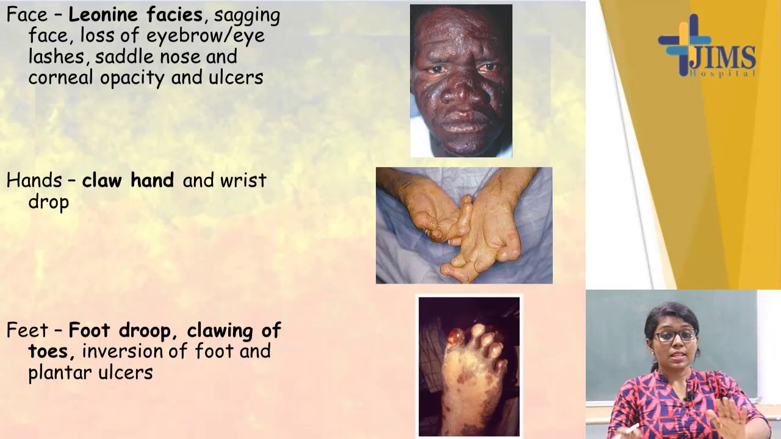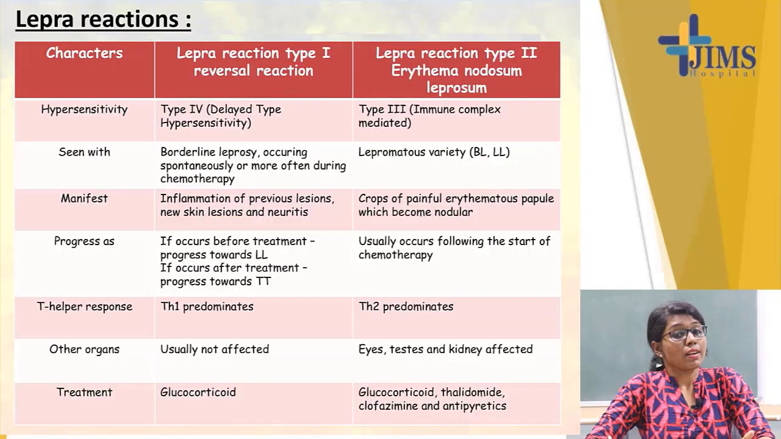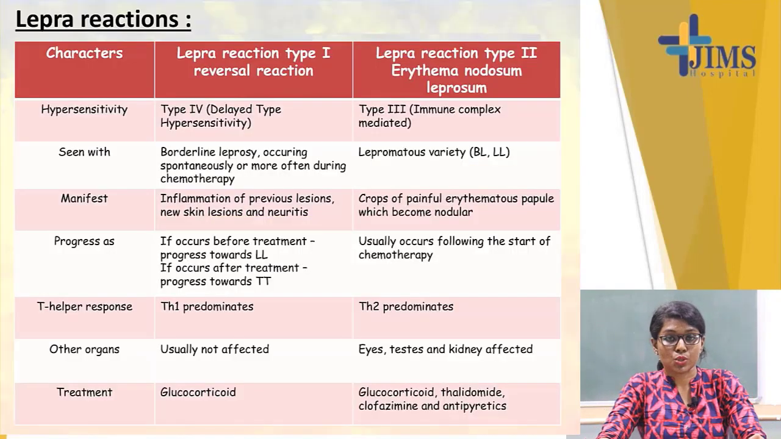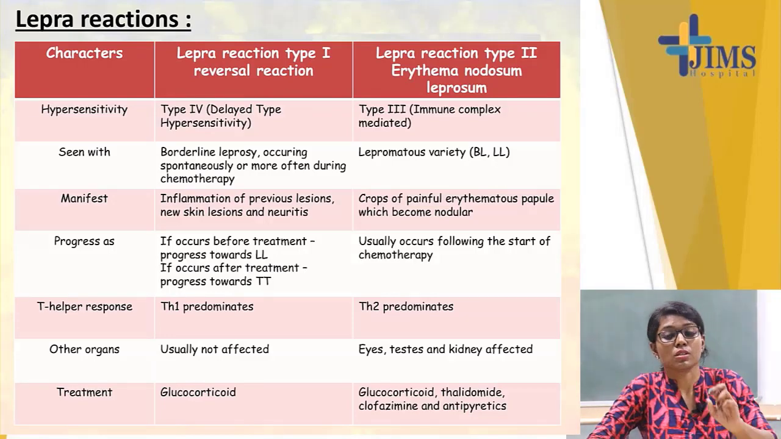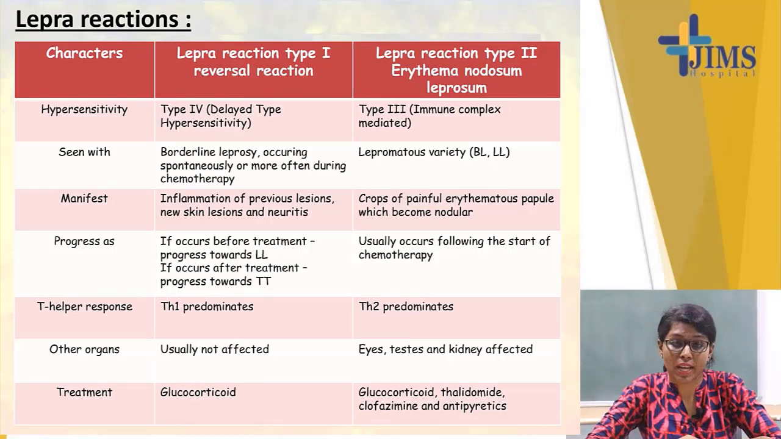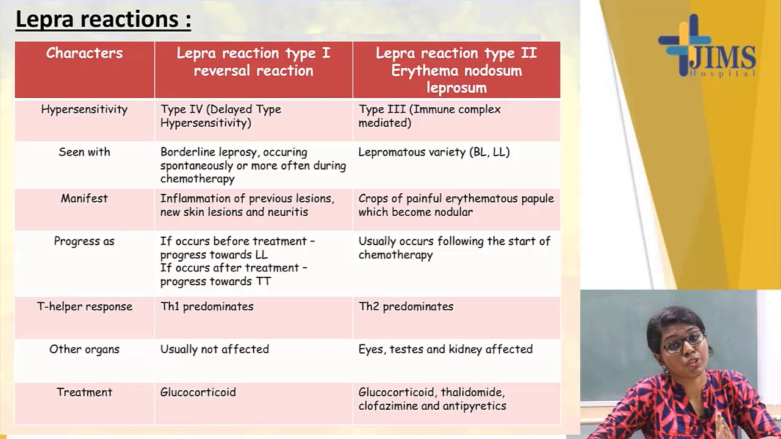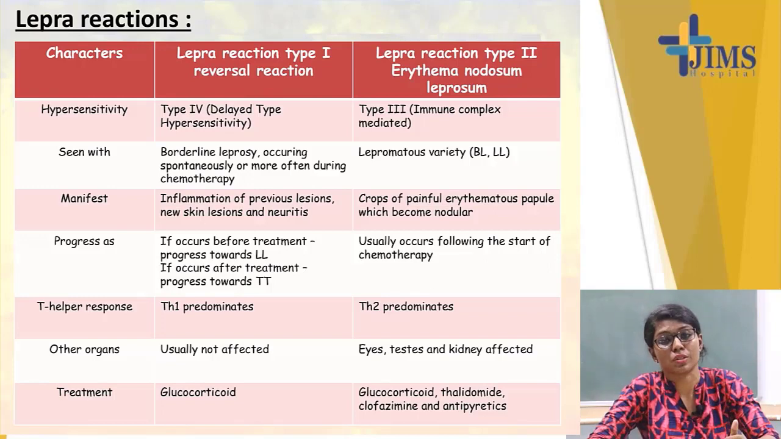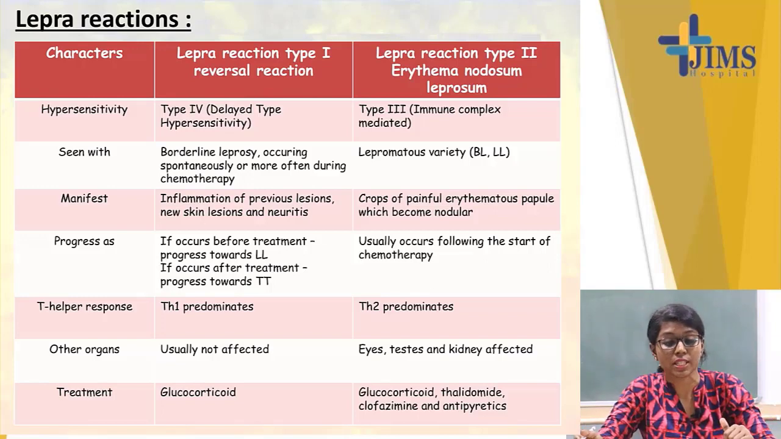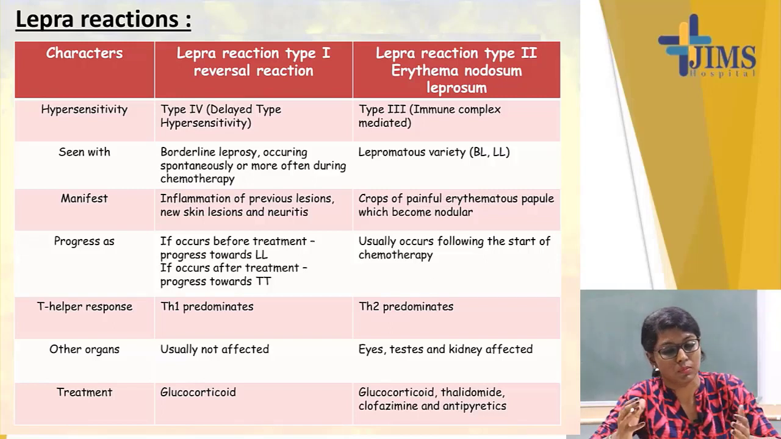Alright, so next thing is lepra reaction. There are different manifestations that it shows. There can be 2 different manifestations exhibited by lepra reaction. Number 1, lepra reaction type 1, which is also known as reversal reaction. The second one is lepra reaction type 2, which is also known as erythema nodosum leprosum. What is it all about? What is this lepra reaction?